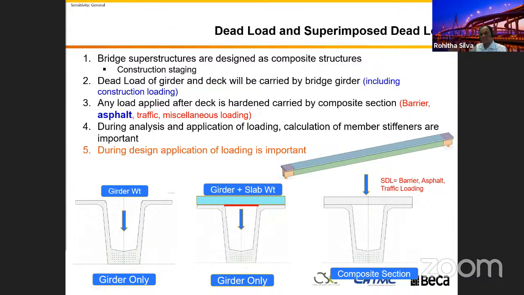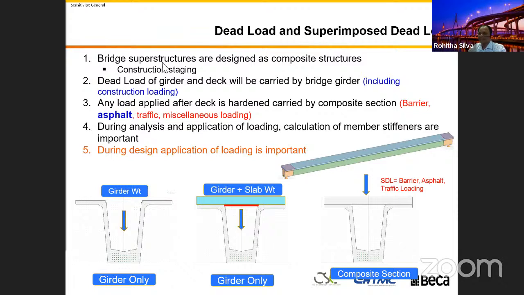After we finish the bridge deck, only then do we do other things. For example, we build barriers, we put in our drainage on the side, we put up our lighting poles, and then we overlay with asphalt and everything on the bridge. All those things we apply after the concrete section is hardened. In other words, anything we apply on the bridge deck after the deck is hardened, we call those loads superimposed dead load.